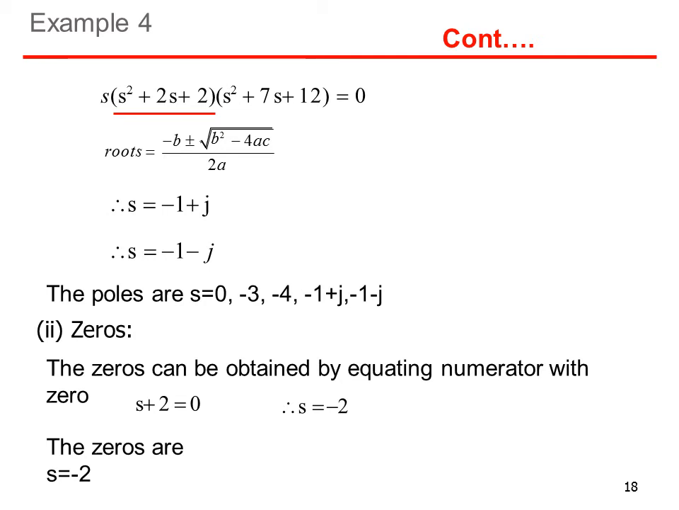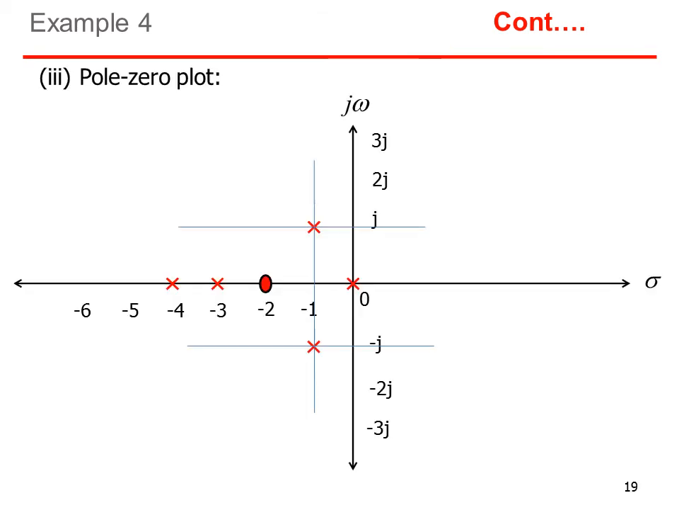The zeros can be obtained by equating the numerator with 0. s plus 2 is equal to 0. Therefore s is equal to minus 2. Hence the zero for this transfer function is s is equal to minus 2.